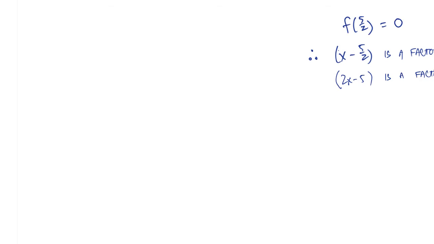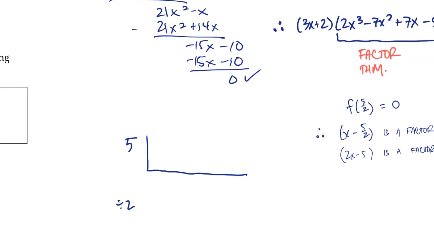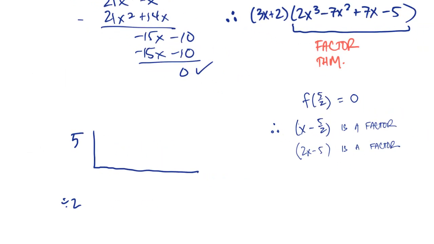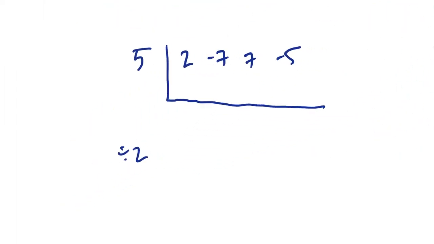So the number that we're going to divide by is going to be 5, right? And then we have to do our manually dividing by 2 thing at the end, right? I put that note there so that we remember to do that. But the polynomial we are trying to do this with is this one here, right? So 2, negative 7, 7, negative 5, right? Okay, so let's do this.